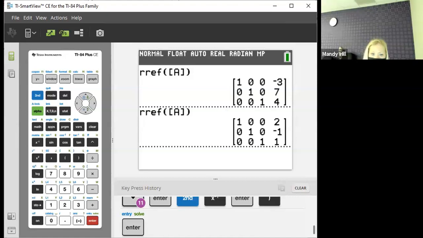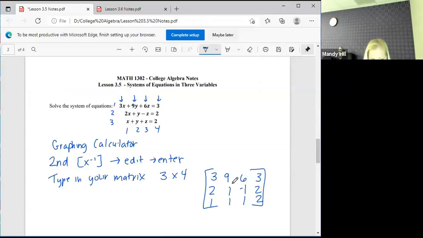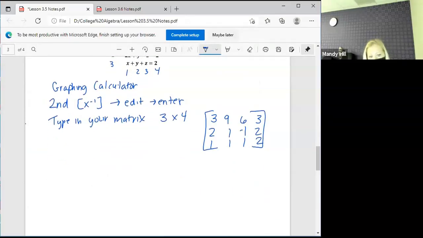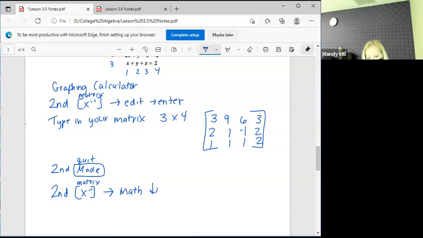I'm going to go back to our paper that we had. Let's do the rest of this. The next thing we needed to do was type in our matrix. We had to do second mode, because right above mode it said quit. Right above x negative 1, remember, is your matrix. So then you hit second x negative 1 again, because it has matrix above it. You go over to math, you go down to RREF, and then you hit enter.